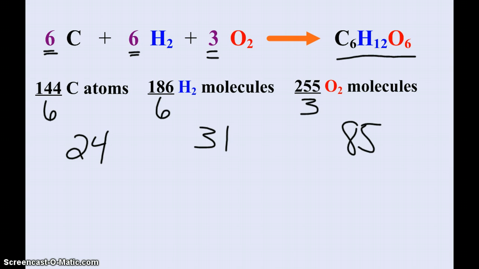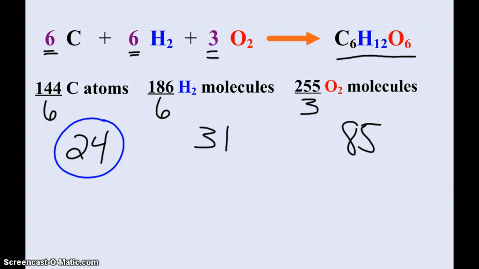So, which reactant is limiting? Well, that would have to be carbon. Because if we put all of our reactants together and start the process, after 24 times, carbon is all gone. Hydrogen and oxygen are like, hey, let's keep making stuff. Carbon's like, nope, I'm out. And so it is the limiting reactant.